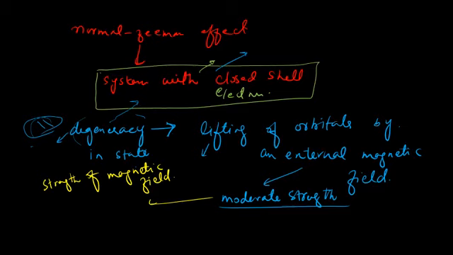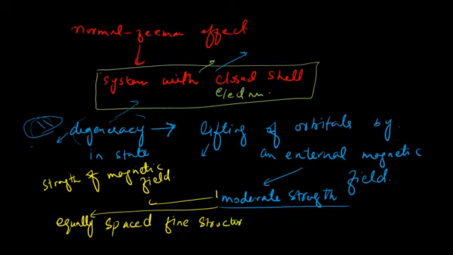So here, when we apply a magnetic field of moderate strength, it supports the normal Zeeman effect. It results in the normal Zeeman effect. It means that it results in the splitting of energy levels and results in equally spaced fine structures.